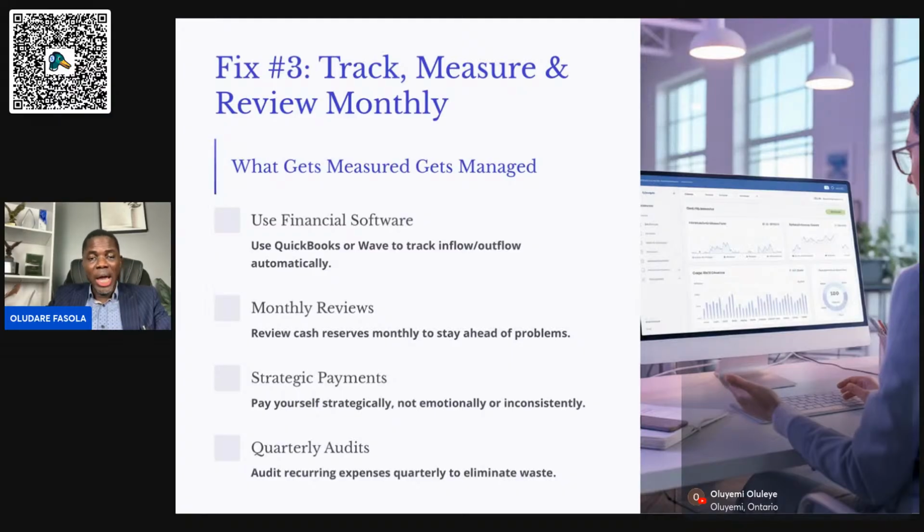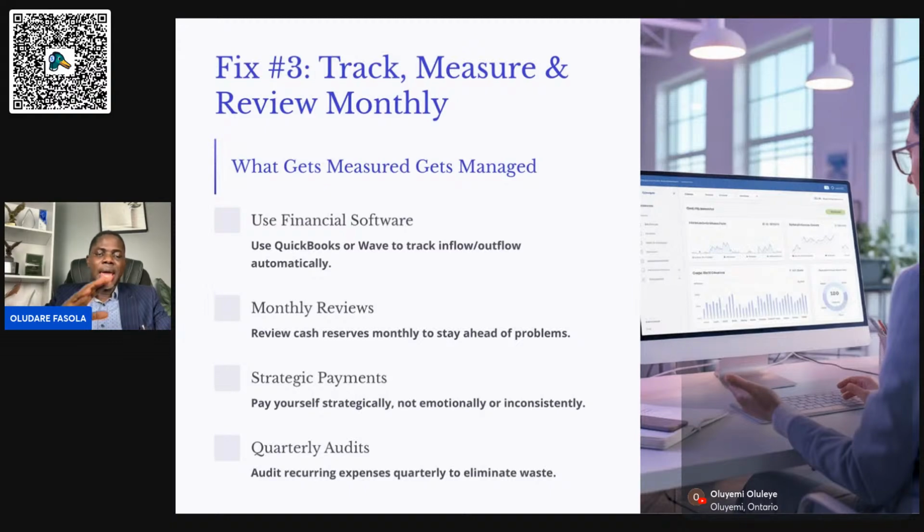Some of us are so relaxed that we do not even review our bank statements. Okay, what are the expenses going out of my bank statement? Take note and check. Sometimes you might realize that banks are actually charging you. They are taking money from your bank account without your knowledge, and these are things you can contest. Your accountant will not help you do all of these. They are little things eating your money, making you profitable on paper but cash poor, right? Review your cash reserve monthly to stay ahead of problems.